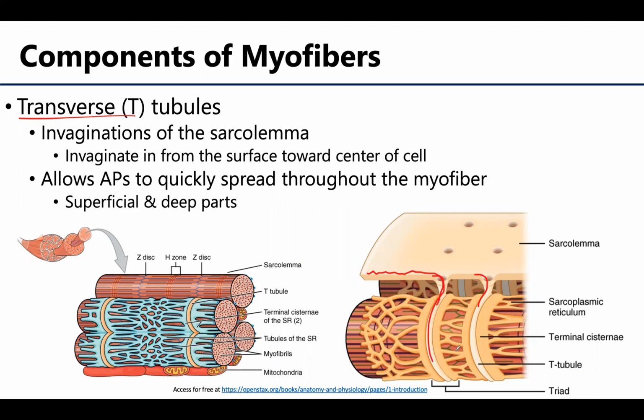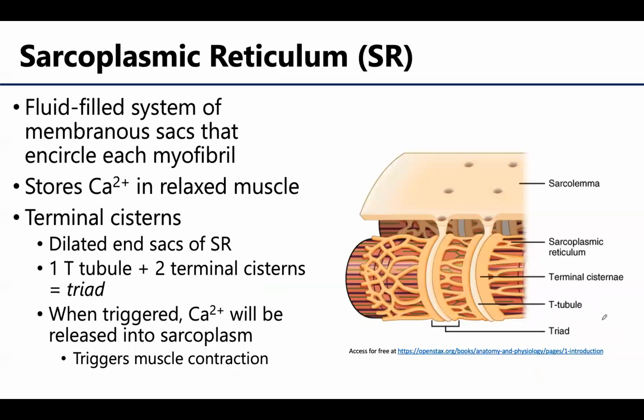Let me go back to the slide, and you'll see in this other image the T-tubule is really closely related to another structure within the cell called the sarcoplasmic reticulum, or the SR. These are fluid-filled membranous sacs that encircle each of the myofibrils. Myofibrils are the major structure within the myofiber, and those are the contractile structures. More to come on that in a moment. The sarcoplasmic reticulum is similar to the smooth endoplasmic reticulum in non-muscle cells.